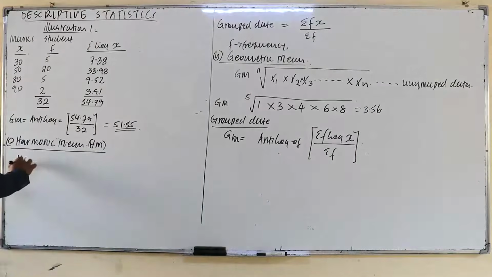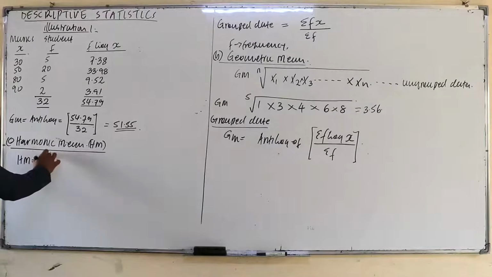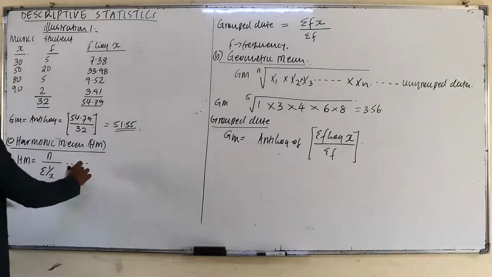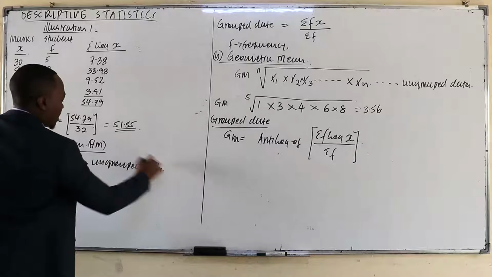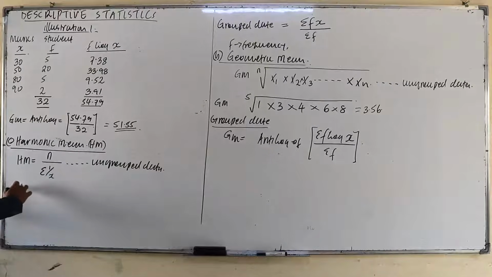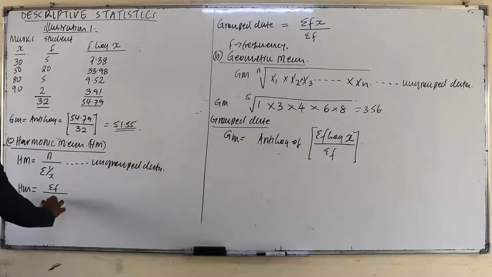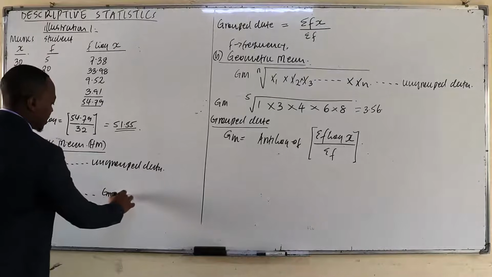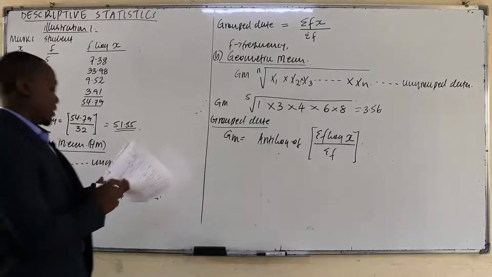So how do you determine the harmonic mean? It depends on whether the data is grouped or ungrouped. In case of ungrouped data, you just take n, that's the total number, over the summation of 1 over x. Now, in case the data is grouped, to get the harmonic mean, you take the summation of frequency over the summation of f times 1 over x. And this is the case of grouped data. We shall do an illustration on that later.